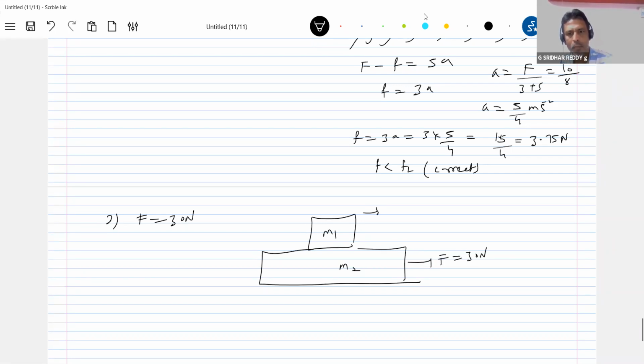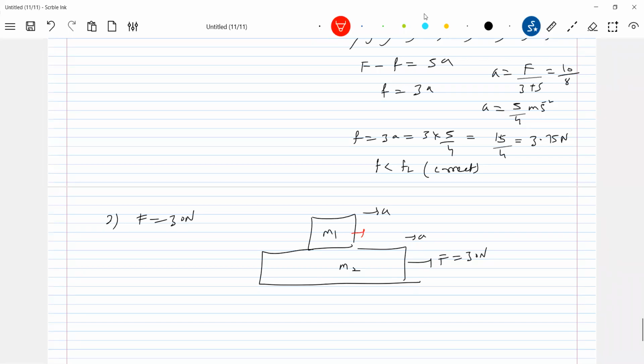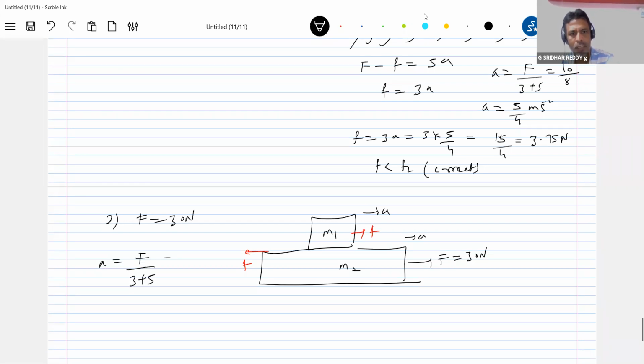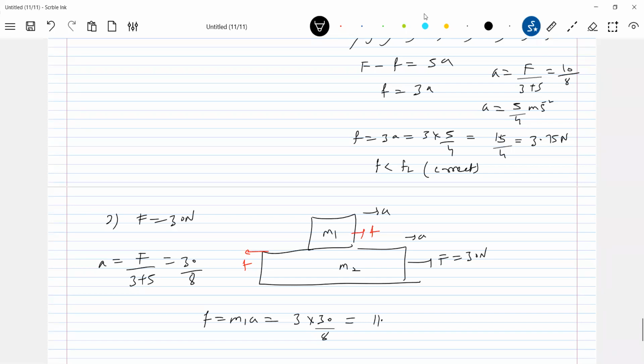So what is the assumption? Both will have the same acceleration. The friction will act like this. Then I'll calculate the acceleration. What is the acceleration of the system? F by 3 plus 5, 30 by 8. Then friction will accelerate only the block. f equal to M1a, 3 into 30 by 8. This will be 90 by 8, that is 11.25 Newton. Look at this, greater than FL.